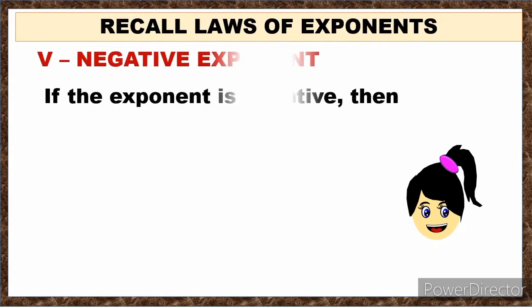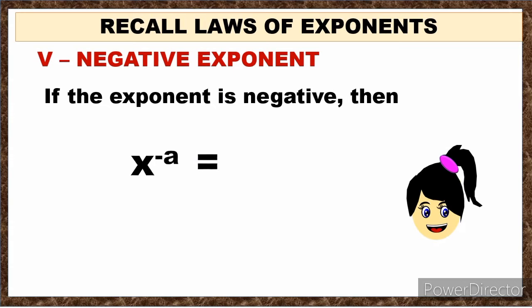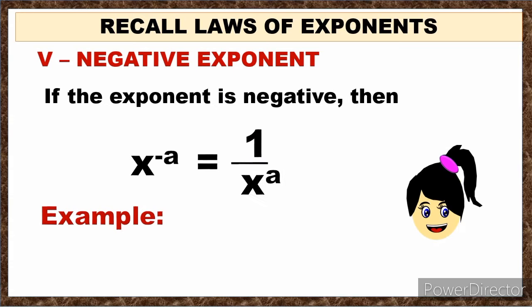Okay, next, let's have another law, which is the negative exponent. So, if the exponent is negative, then x raised to negative a becomes 1 over x raised to a. Okay, again, pag negative ang exponent, magkakaroon tayo ng fraction at magiging positive yung exponent. Okay, so we have an example, x raised to negative 3, then it becomes 1 over x cubed.